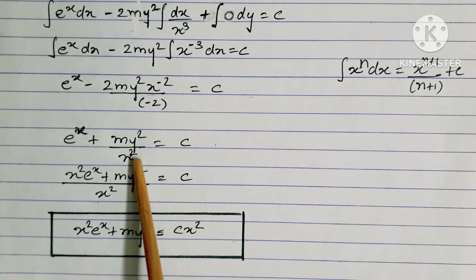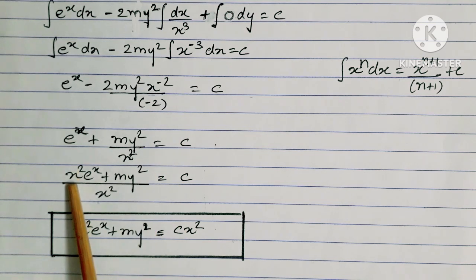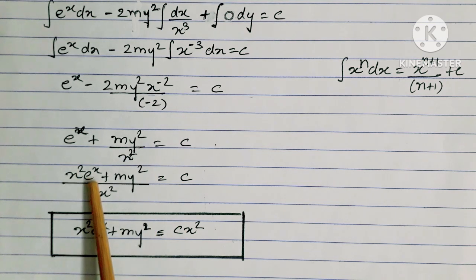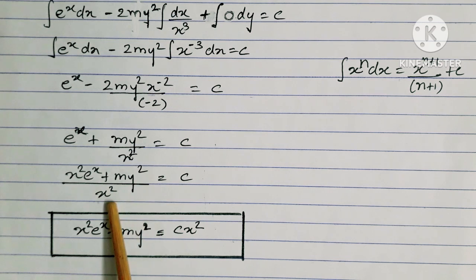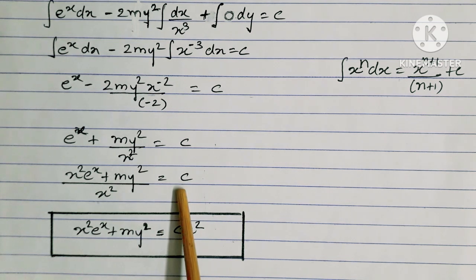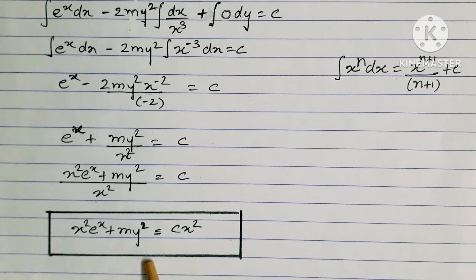Now taking the LCM, we can write this as x square into e raised to x plus m y square upon x square is equal to c. And finally we can write this as x square into e raised to x plus m y square equal to c x square. And this is the solution to the given differential equation.